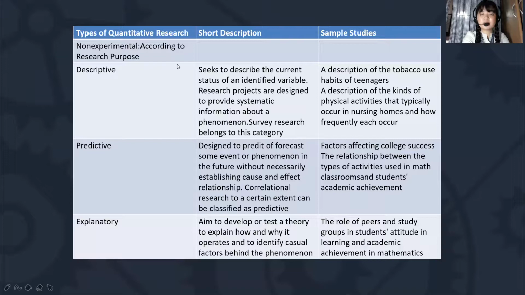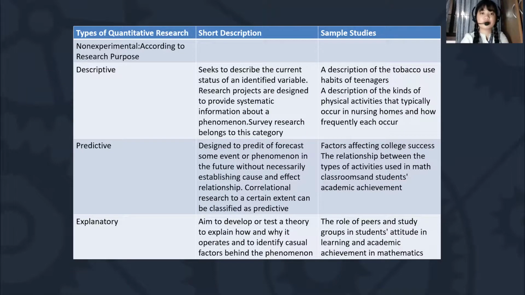Next, non-experimental according to research purpose. You also have descriptive, predictive, and explanatory. So descriptive is, of course, if you're going to implement it into a research paper, you're really describing what are the physical activities, or let's say what are the tobacco use habits of teenagers. So you're describing their habits when they're using tobacco.